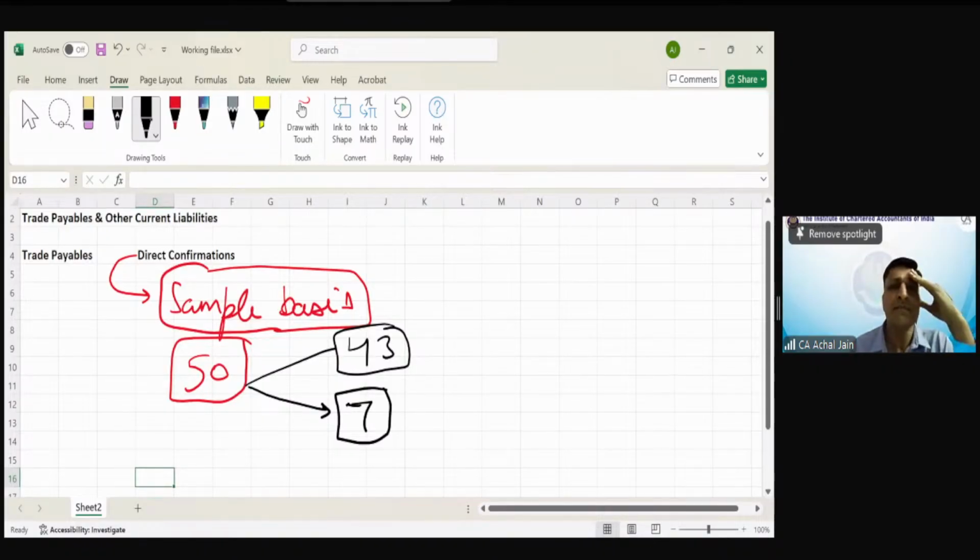Now, in this case, when 7 are left, for these 7, despite the reminders, confirmation is not coming to the entity. What do you think will be the course of action on the part of the auditor? Because the audit has to be completed. There's a timeline. So what should you do?